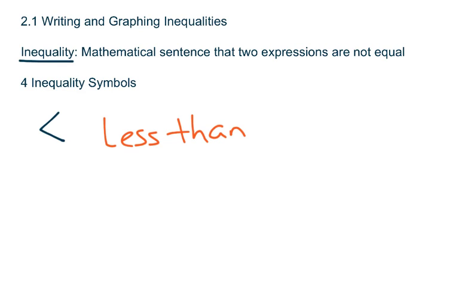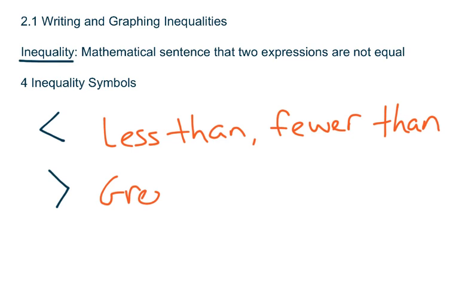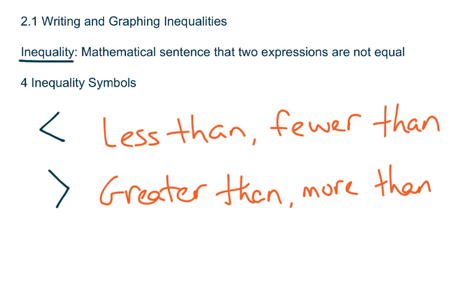When you're seeing verbal phrases with inequalities, less than is very common. The other common phrase that you would see is fewer than. Those are the two main phrases that come up when describing less than. The second inequality symbol is greater than. Obviously, it's pointing the other direction, the opposite of less than. The other main phrase with greater than is more than.